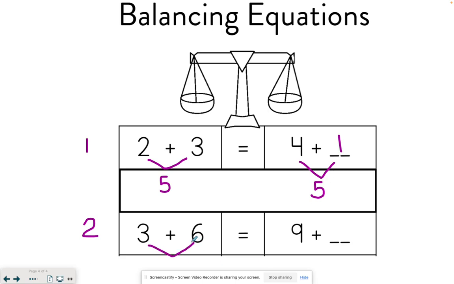On this side, I have 3 plus 6 gets me 9. So the other side has to equal 9. Well, if I already have a 9 and I'm adding something to it, but I still want to get 9 as the answer, the only thing I can add to it is a 0. So 3 plus 6 equals the same answer as 9 plus 0.